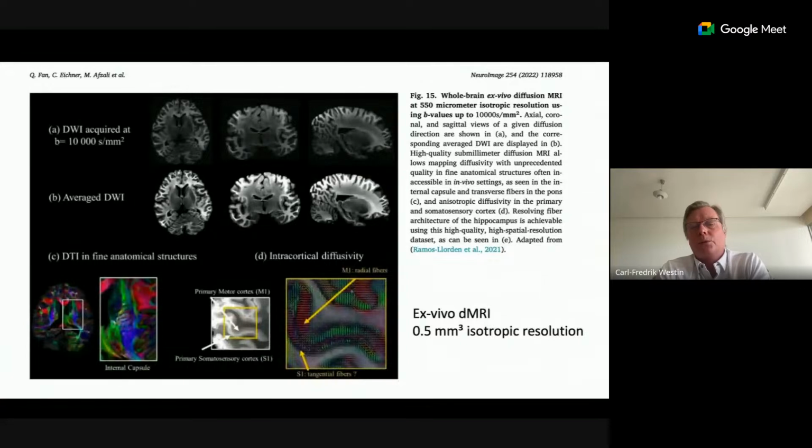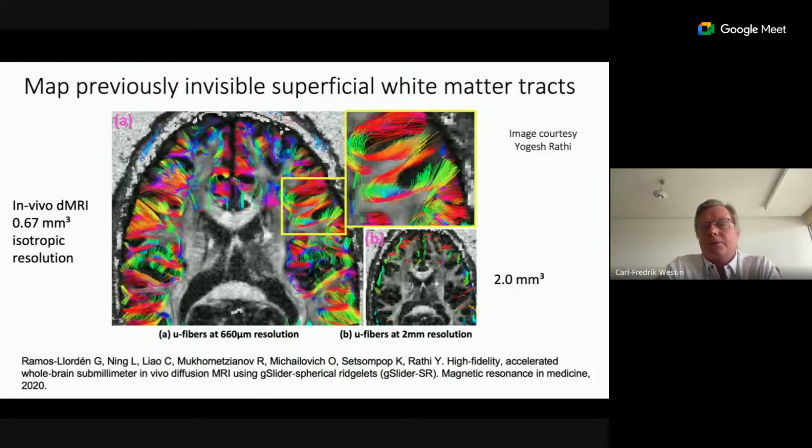An example of what you can do with these machines is very high resolution. This is 0.5 millimeter isotropic resolution. You can see, even in the gray matter, the organization of the different cells. In vivo, you can also do very high resolution. The lower right one is 2 millimeter cube, which is very difficult for looking at U fibers. But if you go to 0.67, you can get a lot more resolution, and you can find more information in this paper with Yogesh Rathi as a senior author.